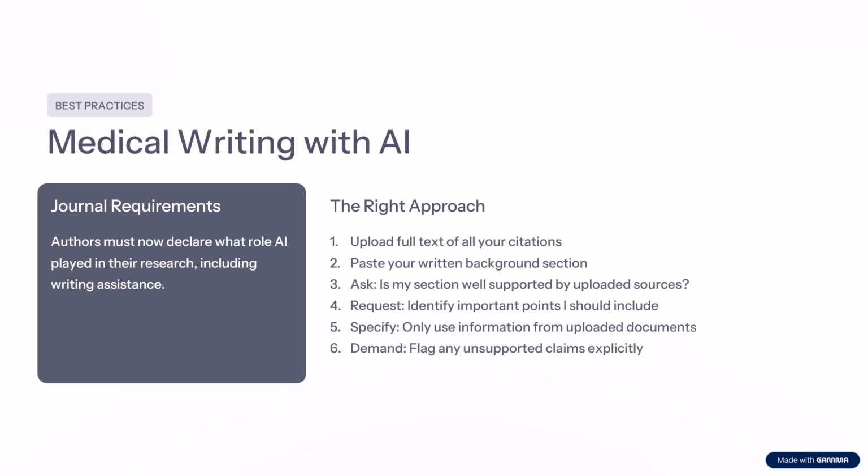A much better workflow is this. Do your literature search. Obtain the full text of your citations. Your medical librarian or I can help with that. Upload those PDFs into the AI tool. Write your background section based on those PDFs yourself. Do not use AI to do that for you. Paste your background section into the chat. Ask AI, is my background section well supported by these sources?